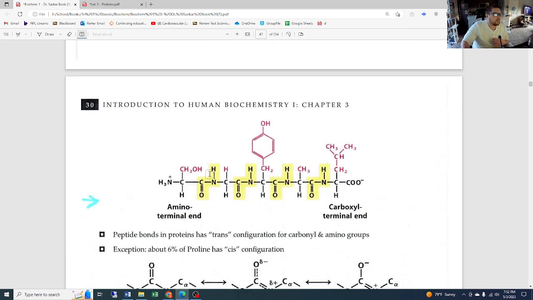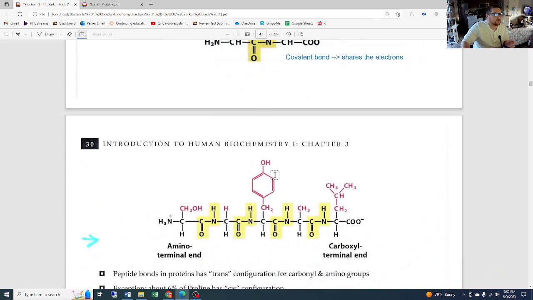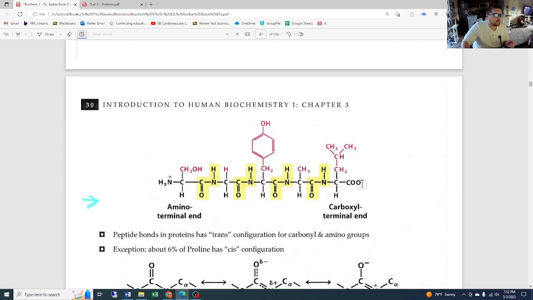Okay. This process continues. So this is going to happen again and again and again, continuing until you develop your entire chain. And so you have what's called your amino terminal end and your carboxyl terminal end. And you can see we build from our amino end towards our carboxyl end.